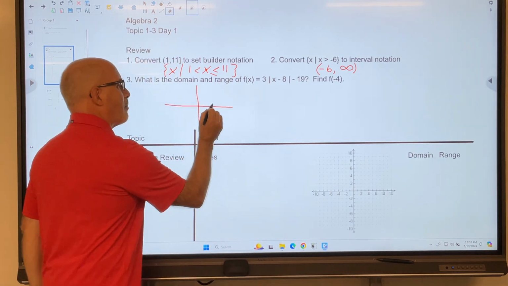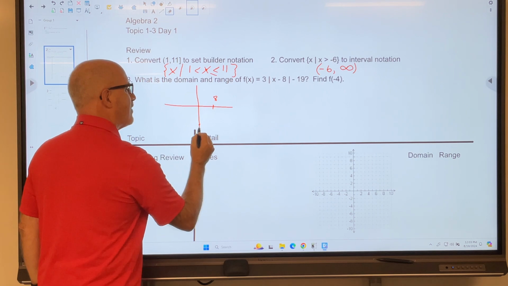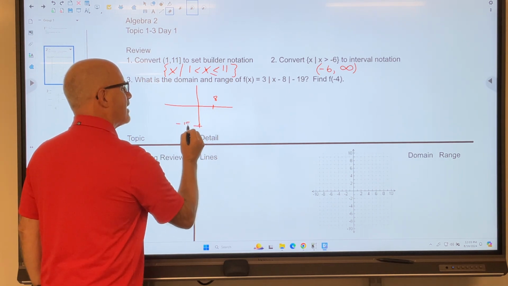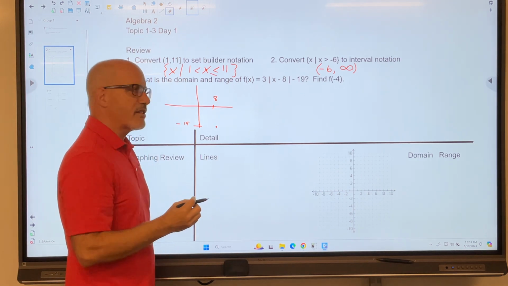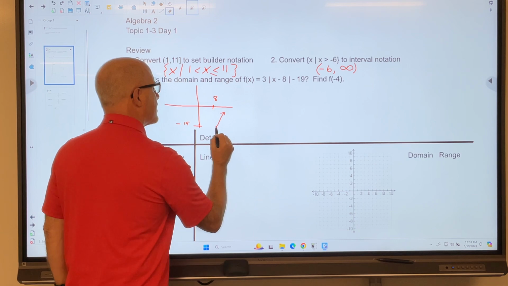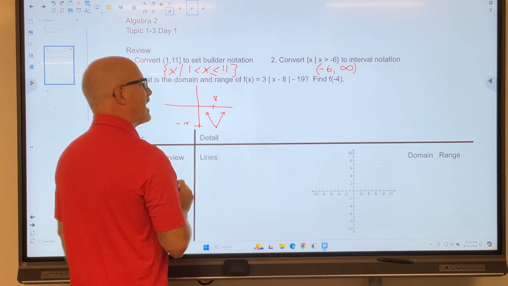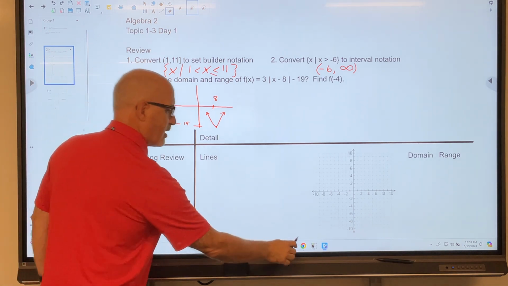So I'm going to start at +8 out here and down to -19. And I'm going to put the vertex of my V, and then it's going to stretch up and go up fast. This is just a quick sketch of what that graph would look like. Now let's look at the graphing calculator to confirm.